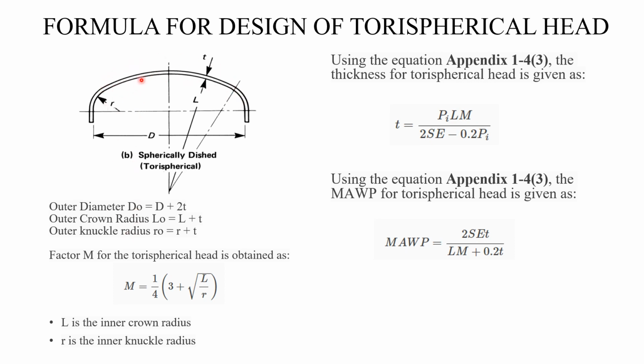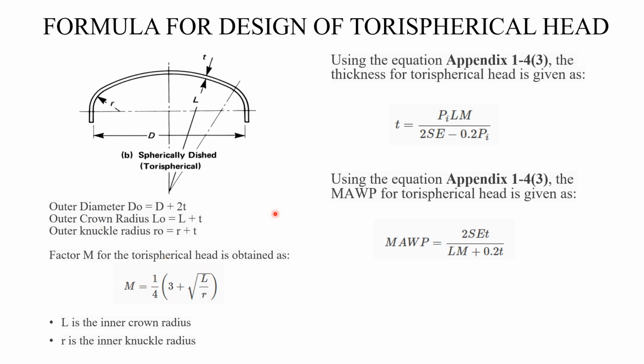This is called inner crown. Okay, we have mentioned here L is the inner crown radius. Okay, and R is the knuckle radius. This is knuckle radius. So here you have to define M first. M is equal to 1/4 (3 + √(L/R)).